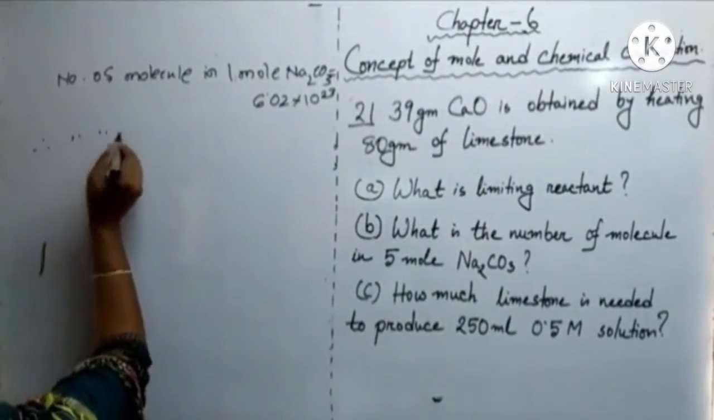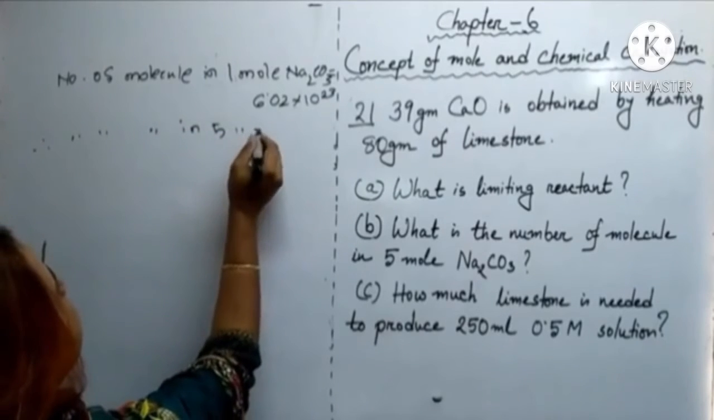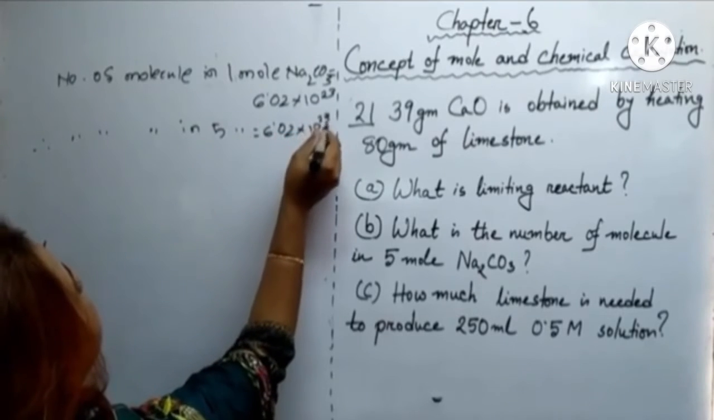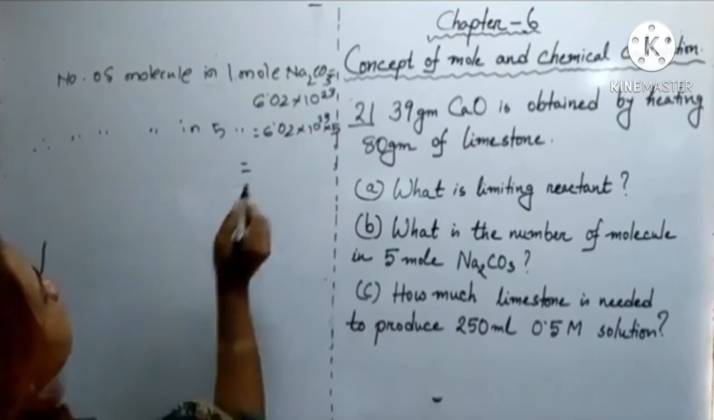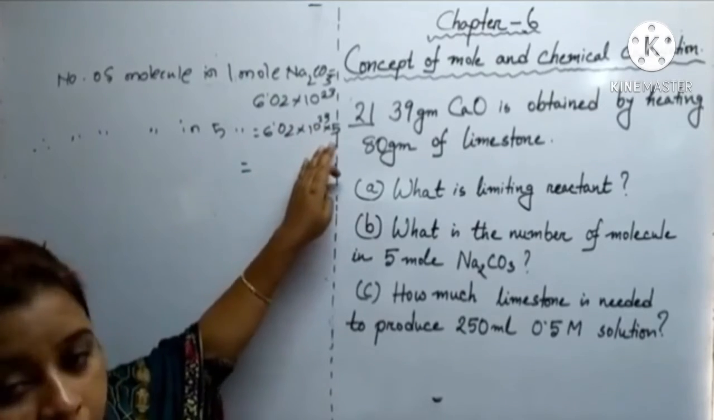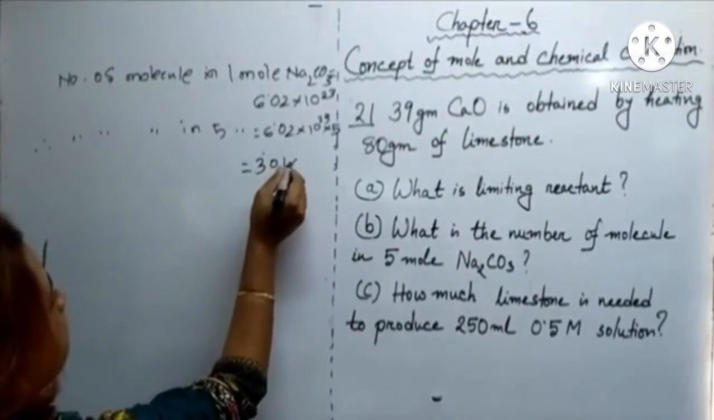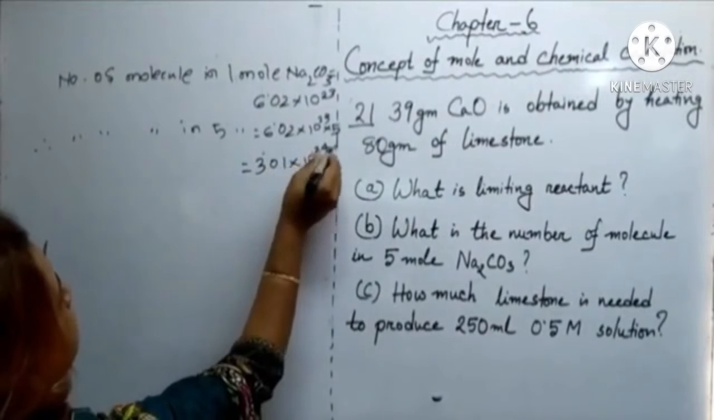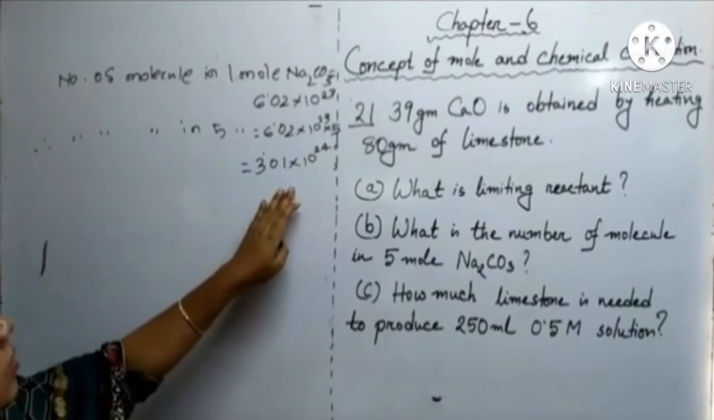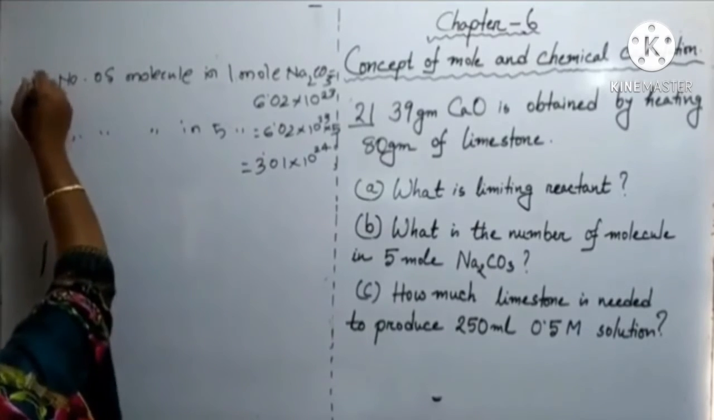Therefore, the number of molecules in 5 mole sodium carbonate is equal to 6.02 into 10 to the power 23 into 5, which is equal to 3.01 into 10 to the power 24. That means in 5 mole sodium carbonate there is this number of molecules. Is that clear? Okay. B done.